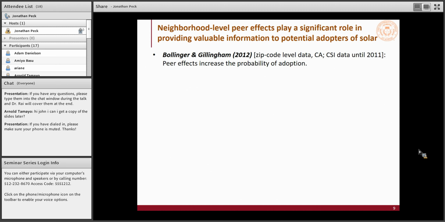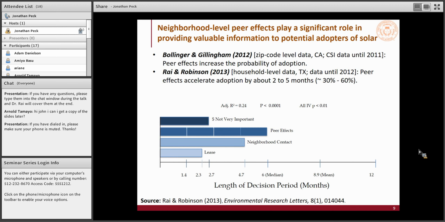Some of the early work in this area was done by Bollinger and Gillingham, who looked at zip code level data, and they found that peer effects increase the probability of adoption. So if your neighbors have adopted, then all things equal, the probability that you will adopt is increased. We did a bottom-up study in 2013 where we found that peer effects accelerated adoption as well. So not only increased the probability of adoption, but then cut down the adoption time by about 2 to 5 months, or about 30 to 60%.